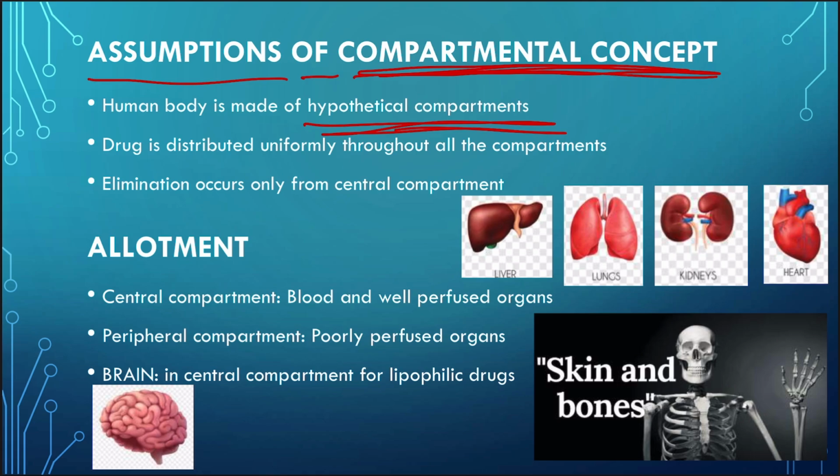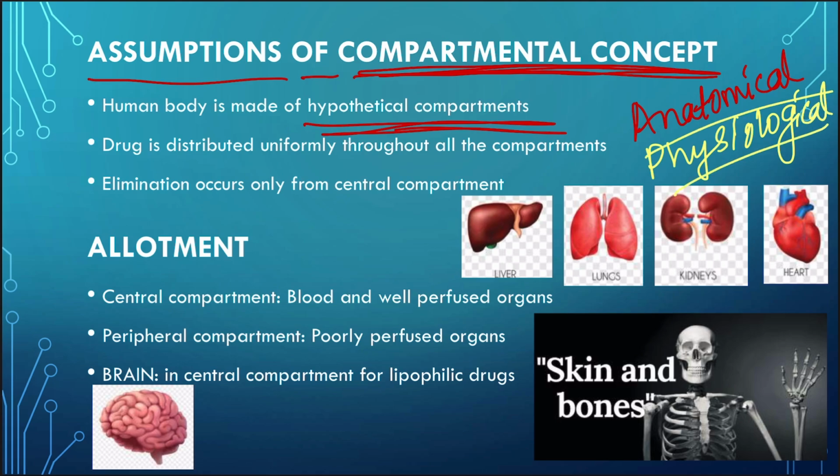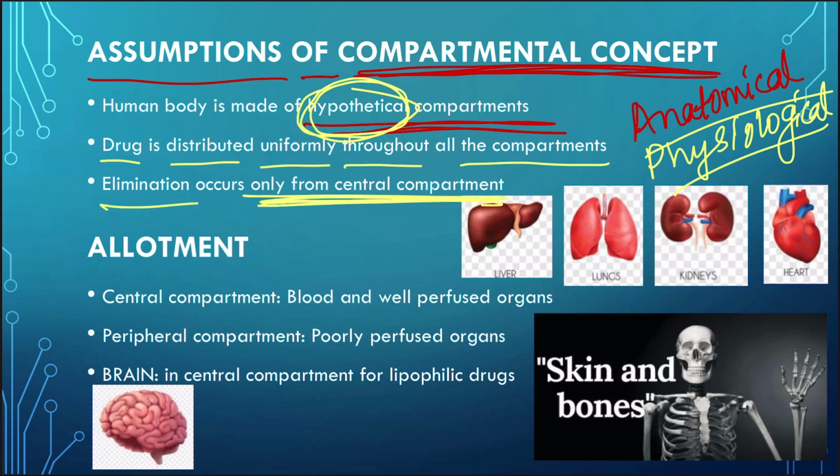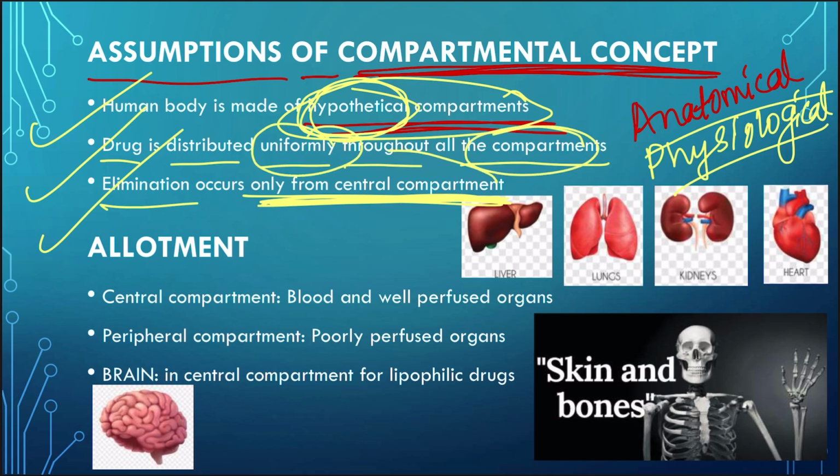We divide the human body into several compartments, and these compartments are neither anatomical nor physiological. These are hypothetical compartments. Okay, the next thing is the drug is distributed uniformly throughout all the compartments which we visualize, and the elimination occurs only from the central compartment. Very important point. So three assumptions which we make. First is the human body is made up of hypothetical compartments, then the drug is distributed equally and uniformly throughout all the compartments, and the elimination occurs only from the central compartment.